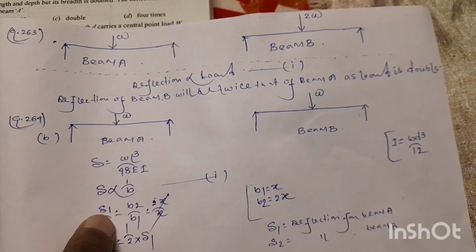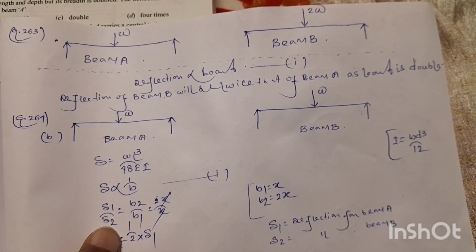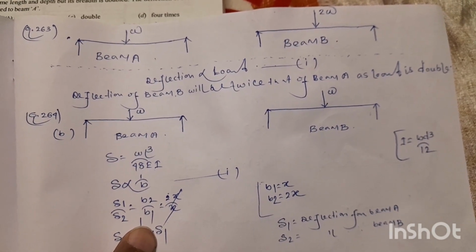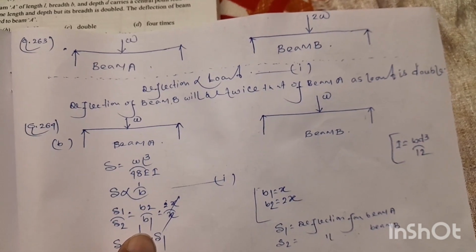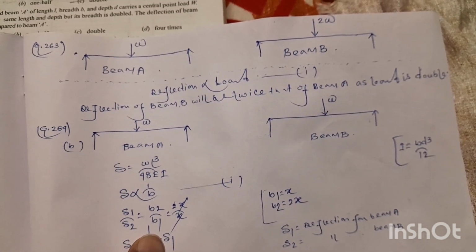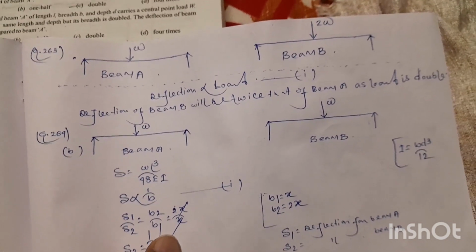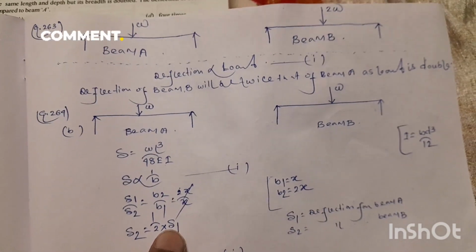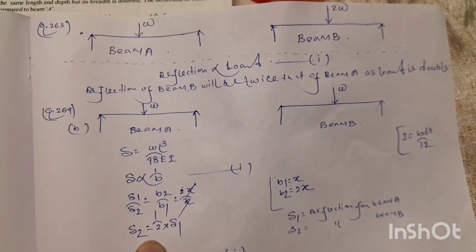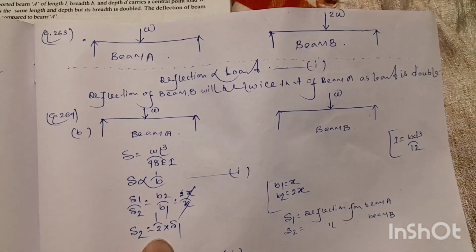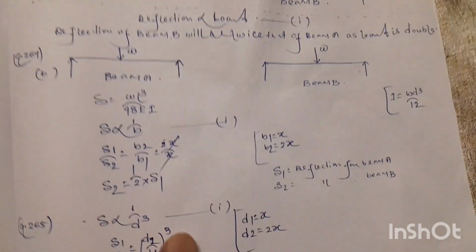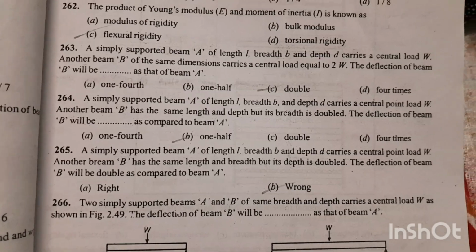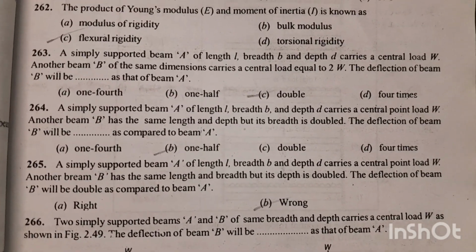So we can also write deflection del 1 divided by del 2 will be equal to breadth B2 divided by breadth B1. B2 is the breadth of beam B and B1 is the breadth of beam A. So if B1 is X, B2 will be 2X, and if we calculate the deflection for beam B, del 2 will be half of del 1. So for question number 264, option B is the right answer. The deflection of beam B will be 1/2 as compared to beam A.